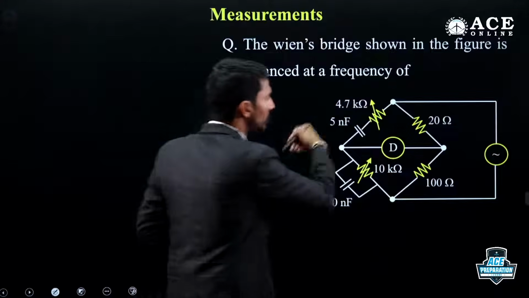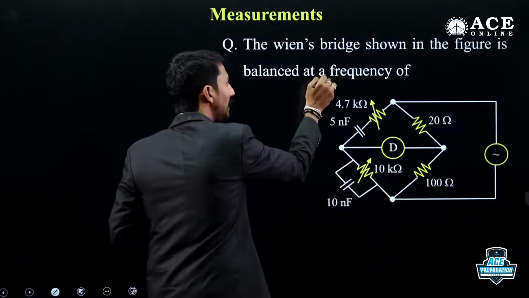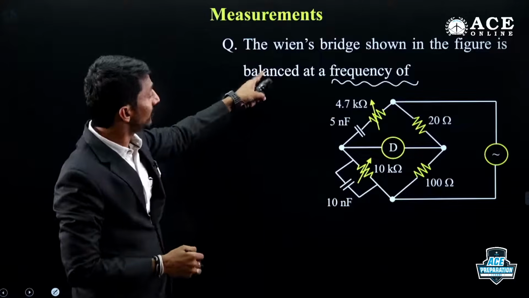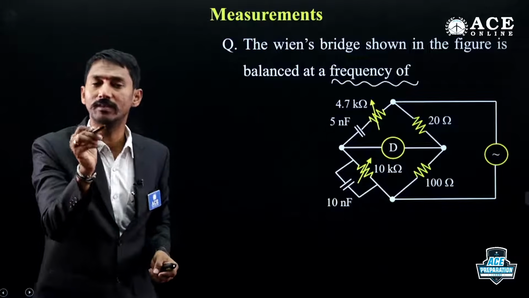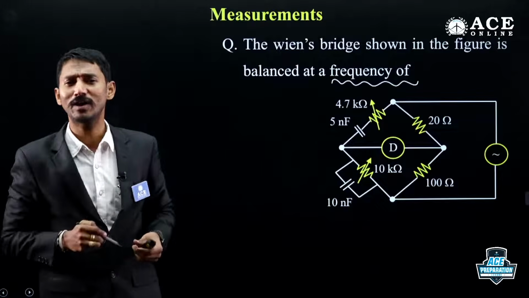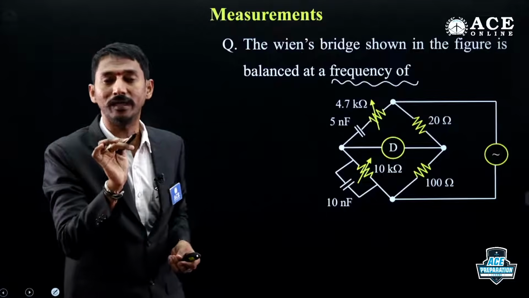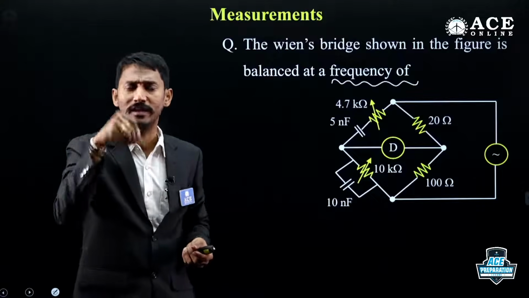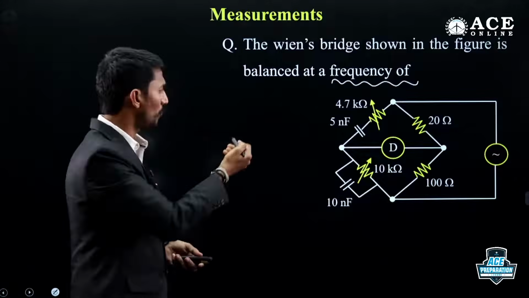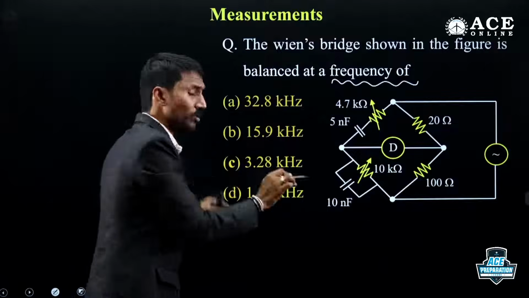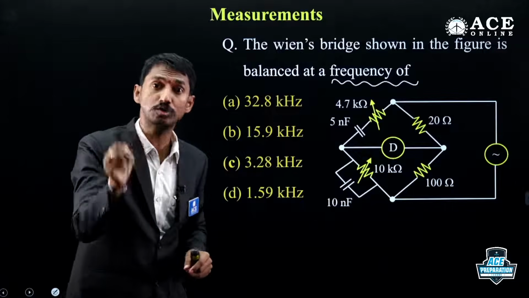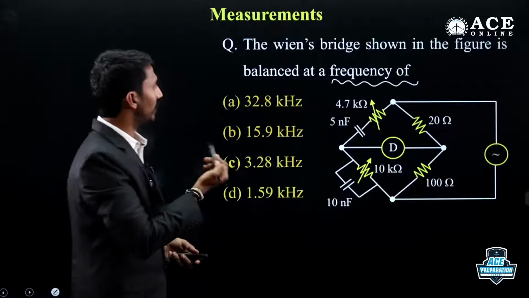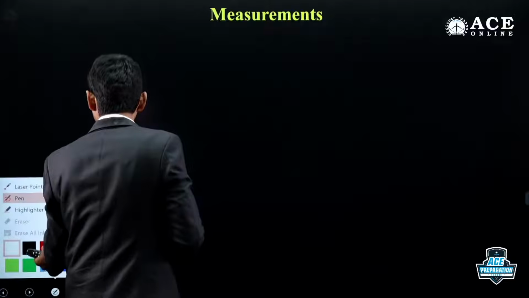Now, in the Wien's bridge, what is the frequency under balancing condition? Very, very important formula: 1 by 2 pi, root of R1 R2 C1 C2, 1 by root will be there. Now, answers are also given. Direct question here. These type of questions may also be expected as 1 mark questions, direct answers. Okay, now let us write. In the Wien's bridge, what is the formula?